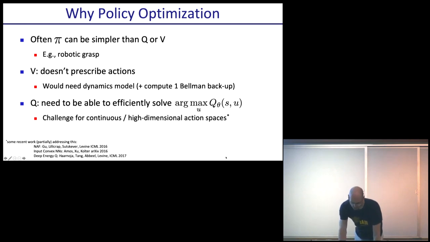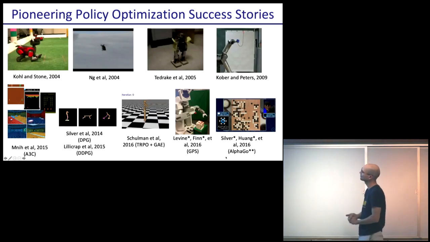Another reason you might care about policy optimization is because there's been a lot of success with it. So here are some of the pioneering successes with policy optimization. The first one is four-legged locomotion, then helicopter flight, two-legged locomotion, ball in a cup problem, Atari games, navigation, and then Labyrinth, MuJoCo-style simulated control problems, real robot control problems, and Go, where it was a combination of policy optimization and value function optimization. So a lot of the early success stories in reinforcement learning have been through policy optimization.